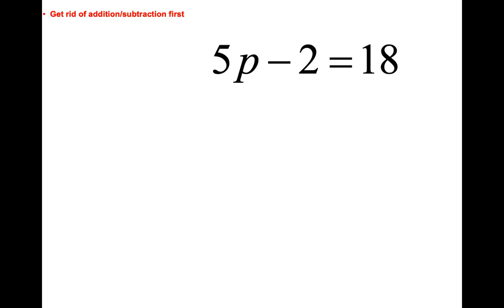How's the 5 attached to P? So what's the inverse of division or multiplication? So we need to divide everything by, let's divide everything by 5. Oh, fraction. The 5s would cancel, and you'd be left with P minus 2/5 equals 18 over 5.